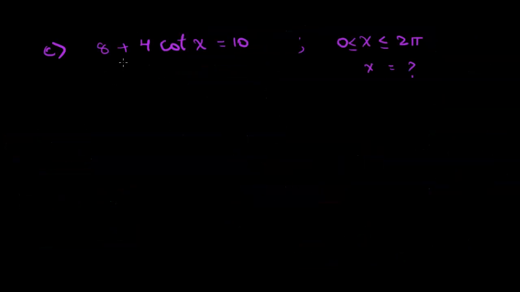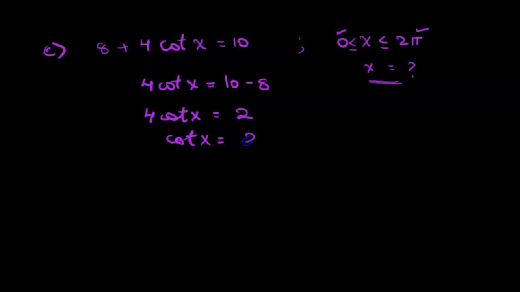Let's do another example. If we have the question like 8 plus 4 cot x equal to 10, and we're supposed to find out x given that x lies in between 0 and 2 pi. Remember, we are given 0 and 2 pi, angle is in radians, so our answer also has to be in radians. So first we will start isolating x. So 4 cot x is equal to 10 minus 8, which is equal to 2. Now cot x is equal to 2 out of 4, or 2 over 4. We can reduce it down to lowest terms and we would be left with 1 by 2 is cot x.